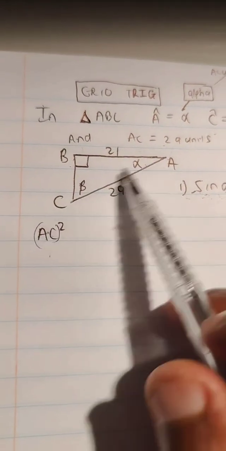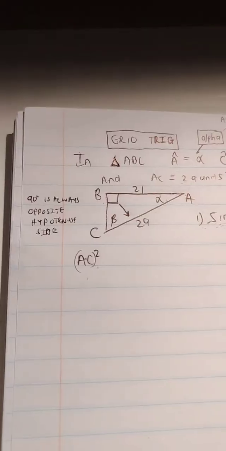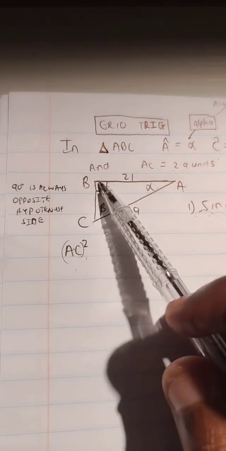How do we know that AC is the hypotenuse side? Because 90 degrees is always opposite the hypotenuse side. This is very important. 90 degrees is always opposite your hypotenuse side. So that is how I know for a fact that AC is my hypotenuse. This side AC is my hypotenuse. 90 degrees is always opposite the hypotenuse side.